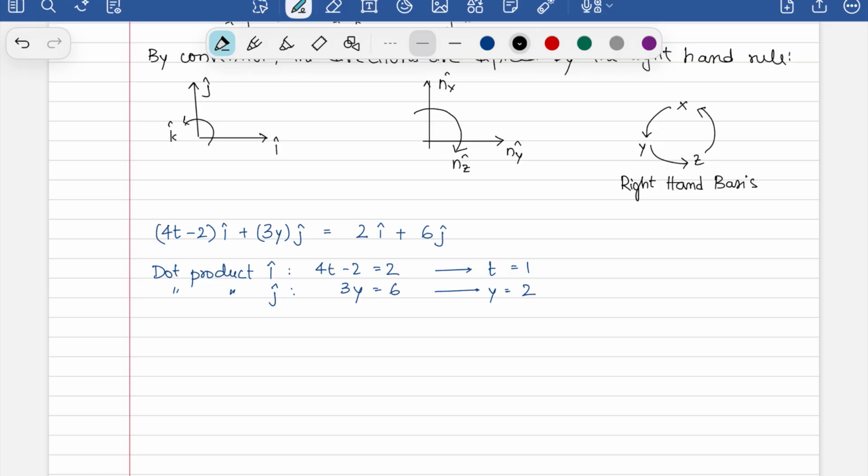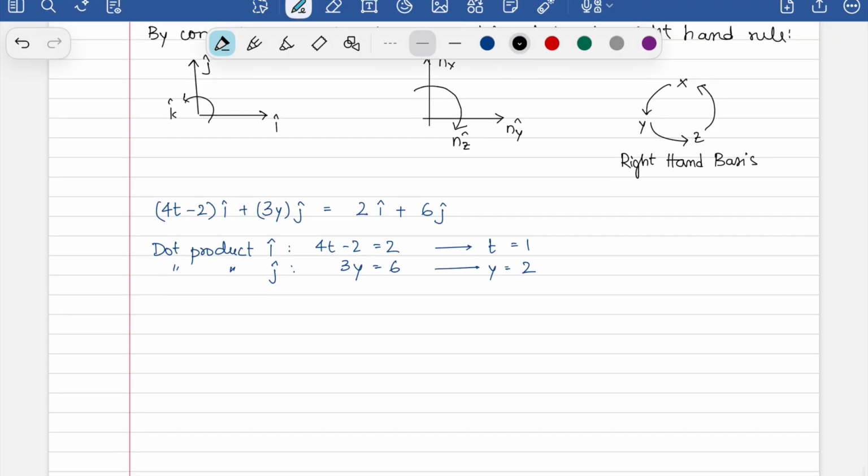Let's just do one more thing here. Let's say we have root p i hat is equal to 2 i hat. And you see someone doing this step: root p is equal to 2 i hat divided by i hat, which is equal to 2. And you then get p is equal to 4.